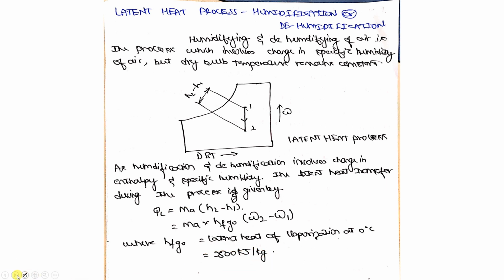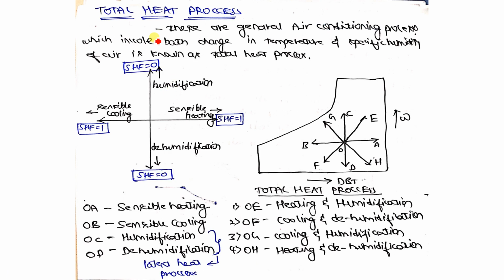If you observe this particular graph here, as I told you, on the positive side of the x-axis, you can represent the sensible heating process. On the negative side of the x-axis, you can represent the sensible cooling process. On the positive side of the y-axis, you can represent the humidification, which is a latent heat process. And on the negative side of the y-axis, you can indicate the dehumidification, which is again a latent heat process. Now, from this figure, from O to A, assume the process is going like this. This is state 1 and this is state 2, the initial state and the final state. So, it is nothing but OA.